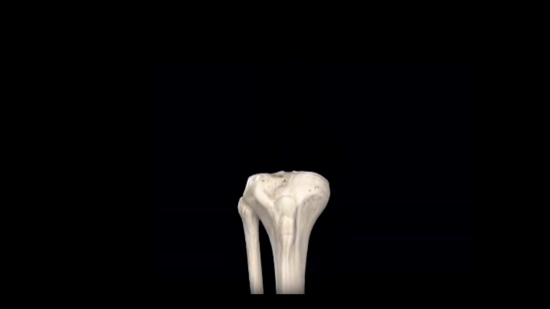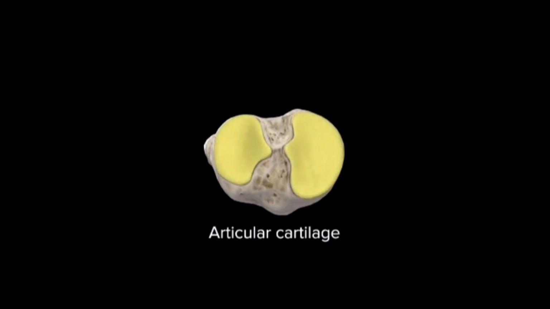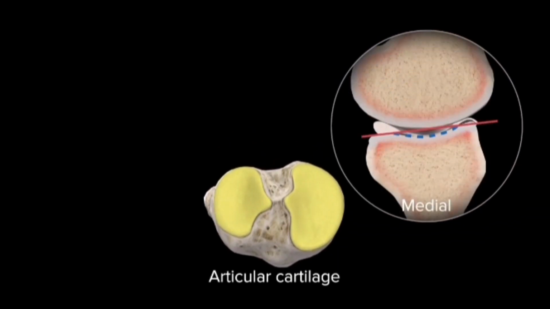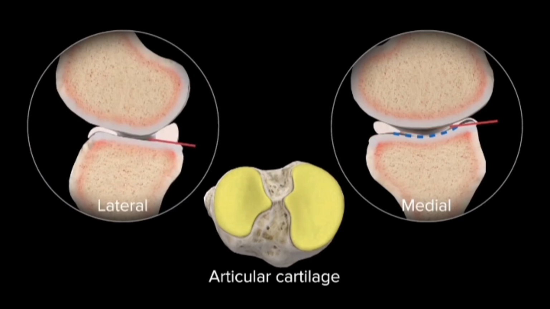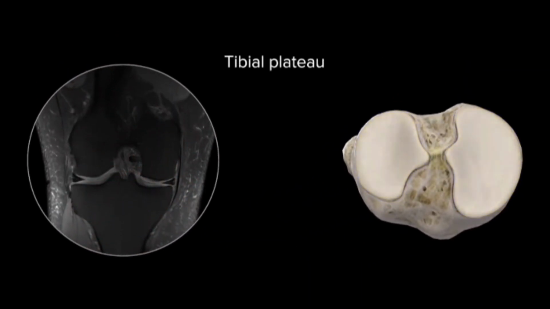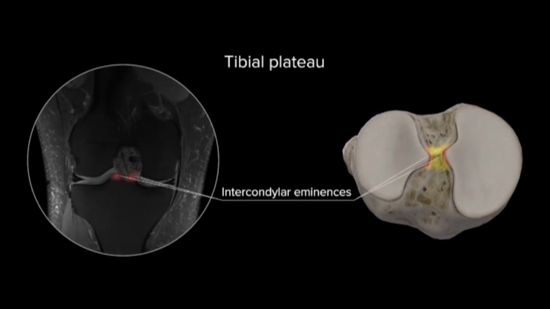Like the distal femur, the tibial plateau is covered in articular cartilage. The medial side is concave to accommodate the medial femoral condyle. The lateral side of the tibial plateau is flatter, almost to the point of a slight convexity. In the middle of the tibial plateau are the intercondylar eminences, a pair of bony ridges sometimes referred to as the intercondylar tubercles or intercondylar spines. These run anterior to posterior on both the medial and lateral sides.